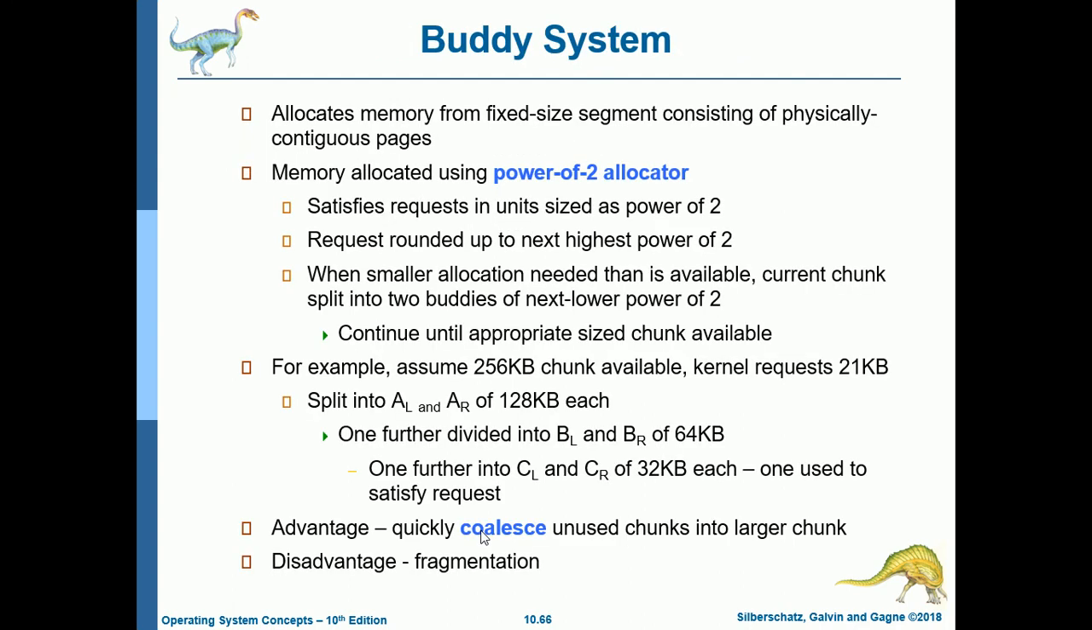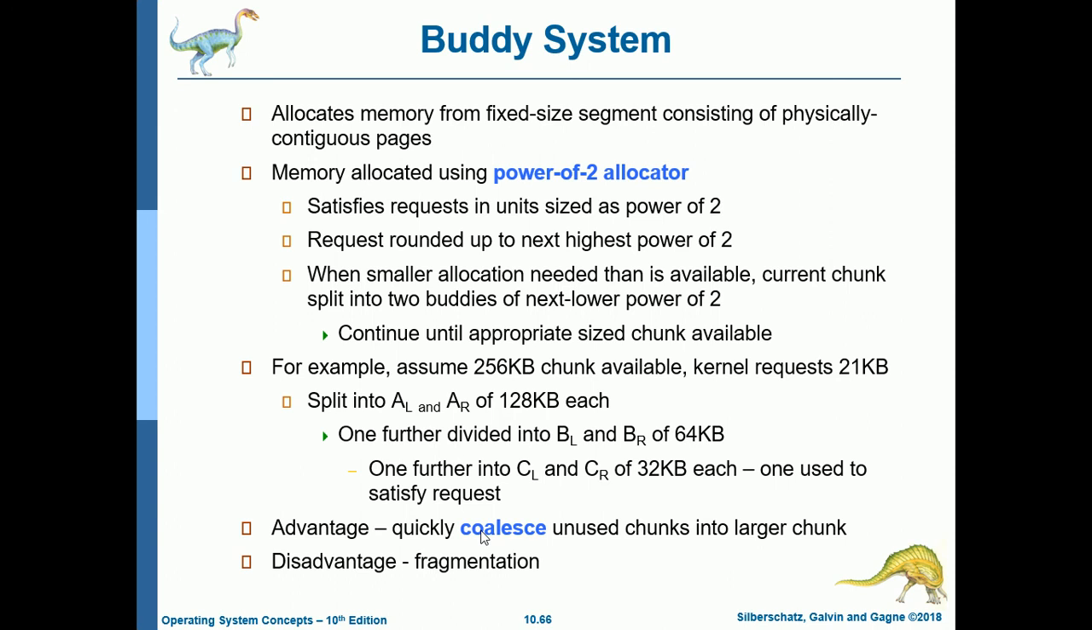Next we have the buddy system. It allocates memory from a fixed-size segment consisting of physically contiguous pages. Memory is allocated using a power-of-2 allocator: 2, 4, 8, 16, 32, 64, 128, 256, and so on, but all powers of 2. It satisfies requests in units sized as a power of 2.